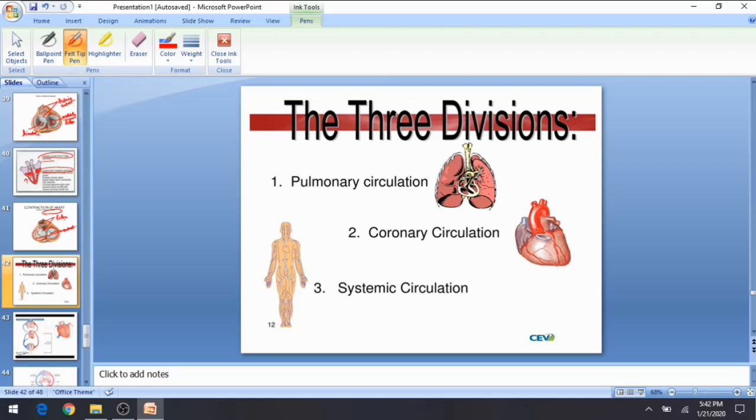Now, the last part of this topic is the function of the heart. The function of the heart, or circulatory system, is divided into three basic pathways. First one is the pulmonary circulatory system, second is the coronary circulatory system, and third is the systemic circulatory system.